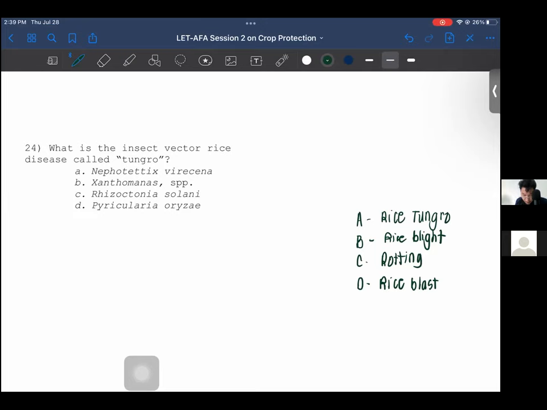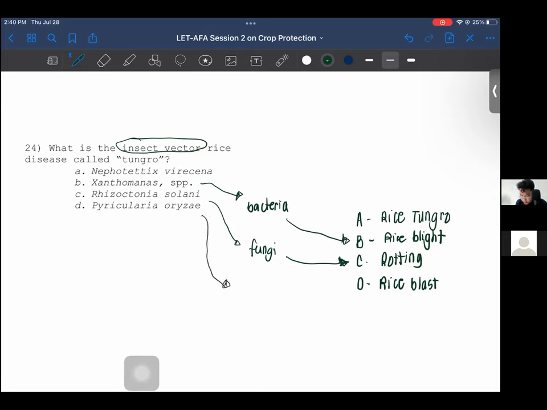So, ito, ang question is insect vector, di ba? So we are looking for an insect. Ang Xanthomonas is a type of bacteria, remember that this is a bacteria, causing rice blight. Rhizoctonia solani naman is a type of fungi that is causing rotting. And yung Rhizoctonia solani is not only sa rice, it can also happen in different vegetables like tomatoes, ganyan, rotting. Whereas yung Pyricularia oryzae causes rice blast. This is also a fungi. Causes rice blast. So remember their associations, ha?